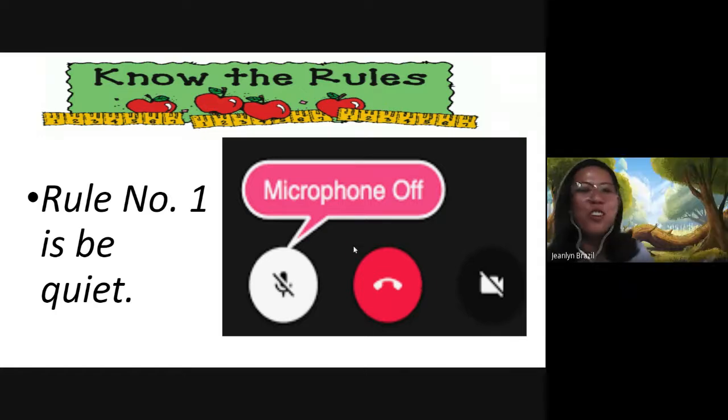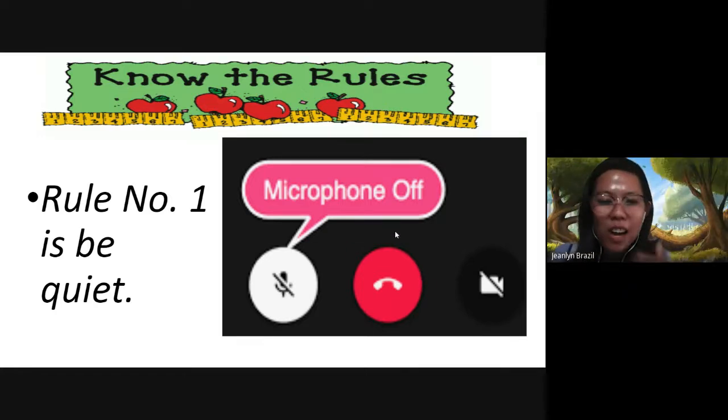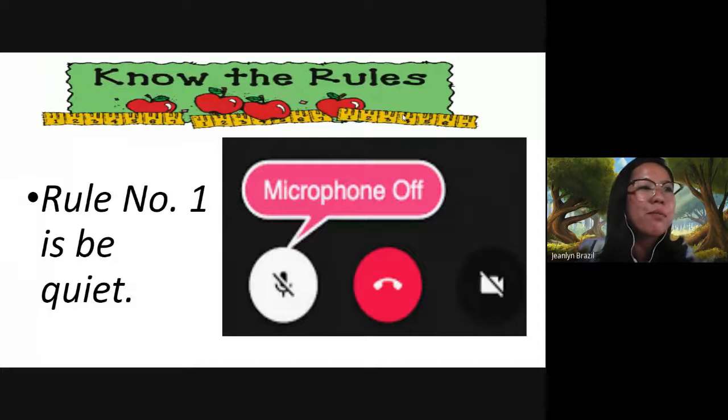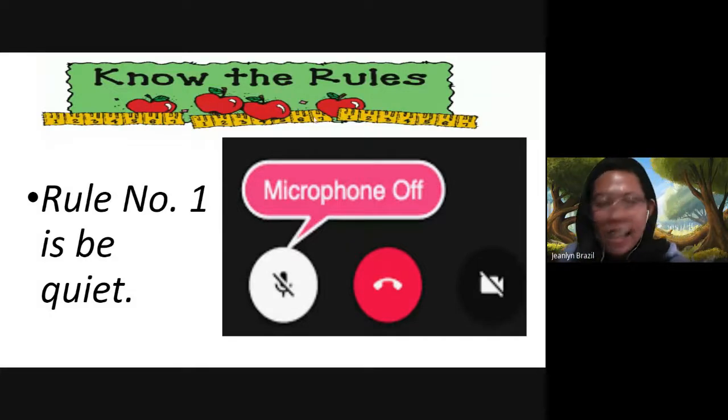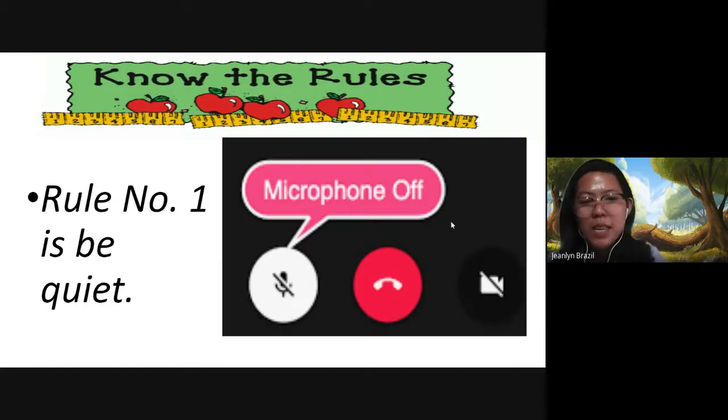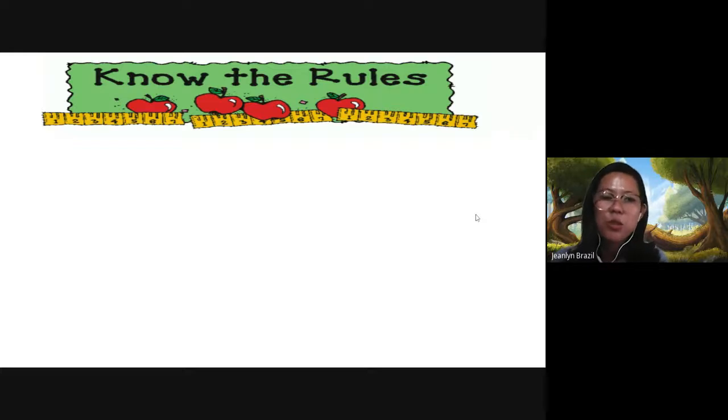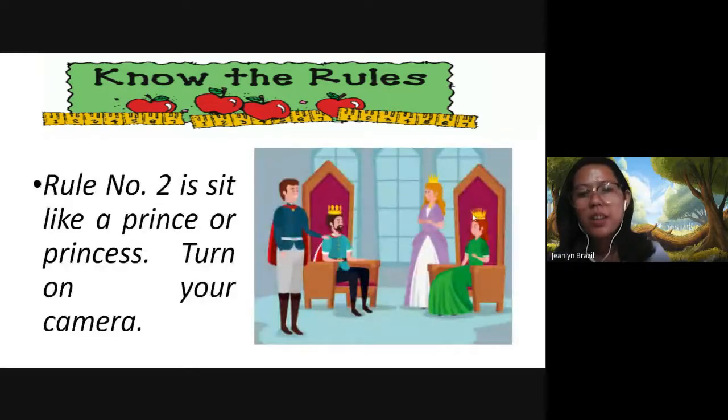So, tingnan ko nga kung lahat kayang gawin yung microphone off. Let me see. Lahat na ba? Oh, meron pang hindi. Ayan. Okay, so lahat na nakapag-microphone off. So, that's our first rule. Rule number one is be quiet. Next rule. Rule number two is sit like a prince or princess.